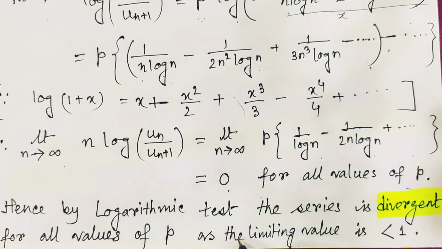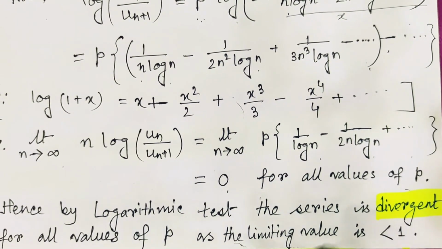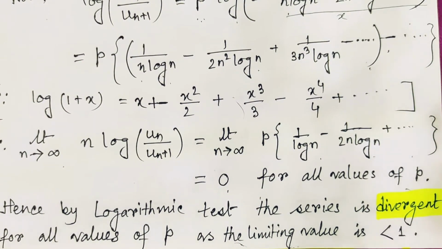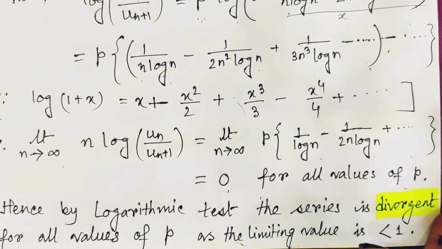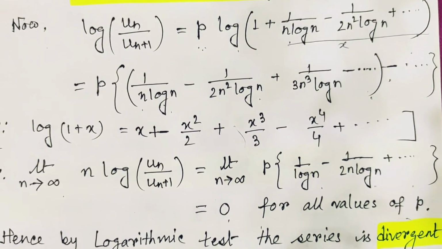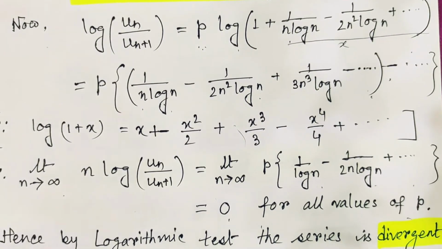Hence by logarithmic test, the series is divergent for all values of p, as the limiting value we will find out is less than 1. So that by logarithmic test we can say the series is entirely divergent.